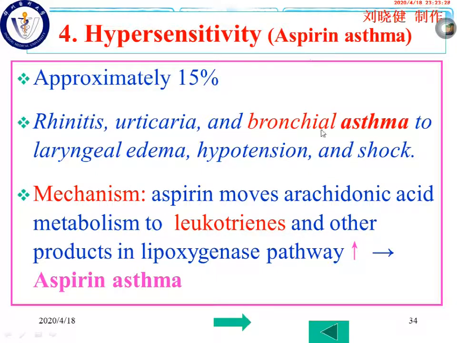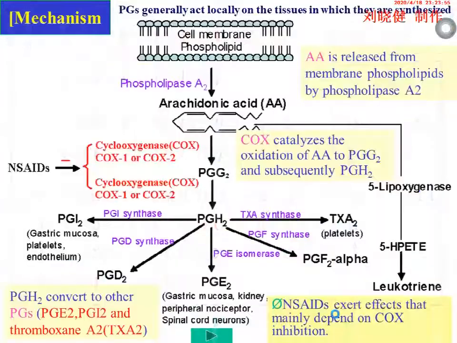This bronchial asthma, if it is caused by aspirin, is called aspirin asthma. The mechanism of this hypersensitivity is that aspirin shifts arachidonic acid metabolism to leukotrienes and other products in the lipoxygenase pathway. Now, remember this?